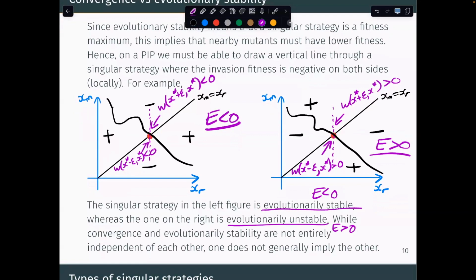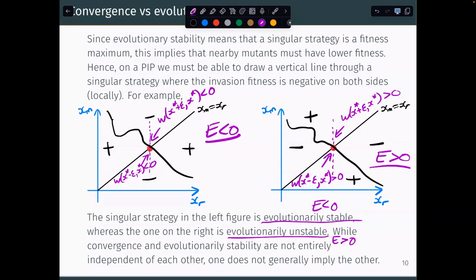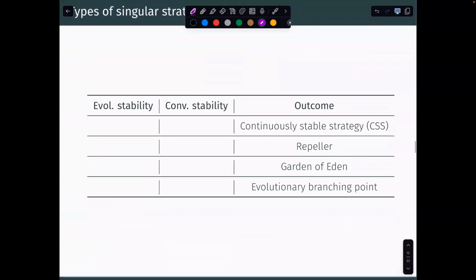I think it's probably a good time for a break. Let's reconvene in about 10 minutes. Okay, let's start up again.